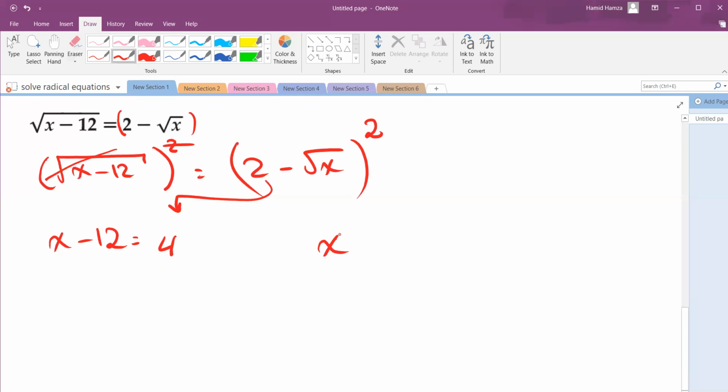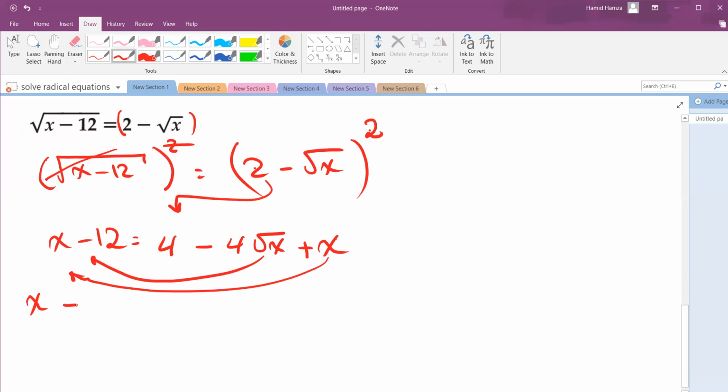Then we'll multiply all of this, 2 multiplied by 2 multiplied by negative root x, so it will be negative 4 root x, like this. And this is plus. After that, we will write all the letters on the left-hand side and the numbers on the right-hand side. So negative x will be moved to the left-hand side, and positive 4 root x, equals 4 plus 12.